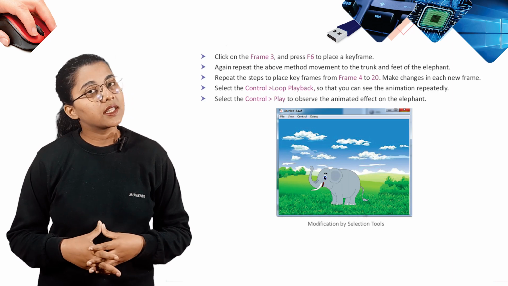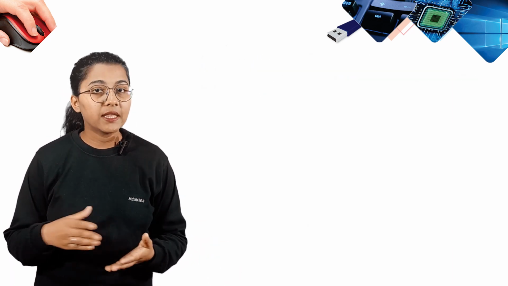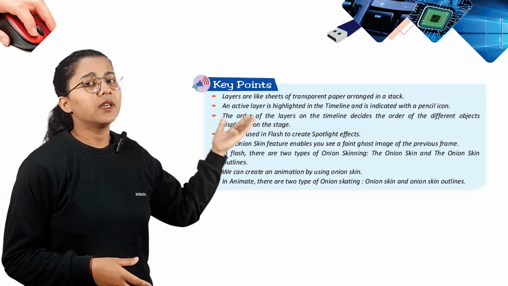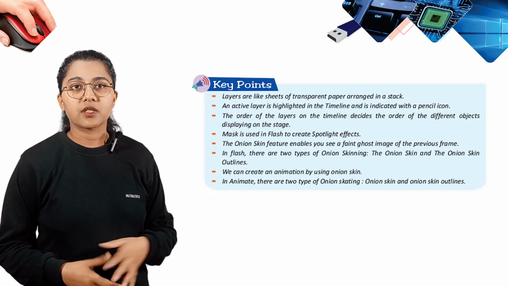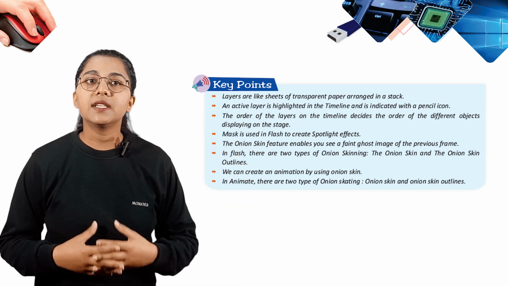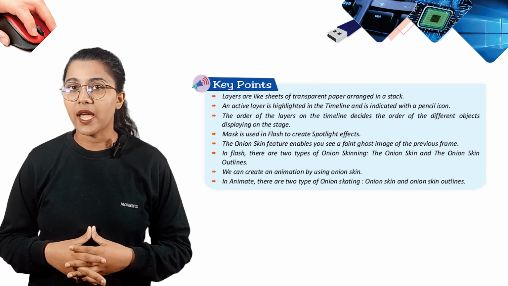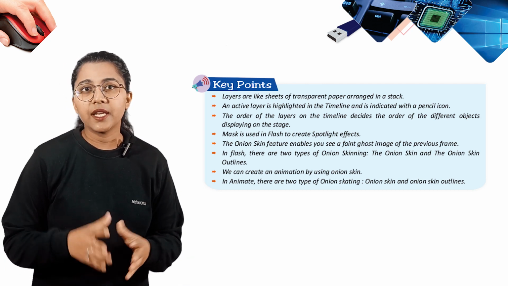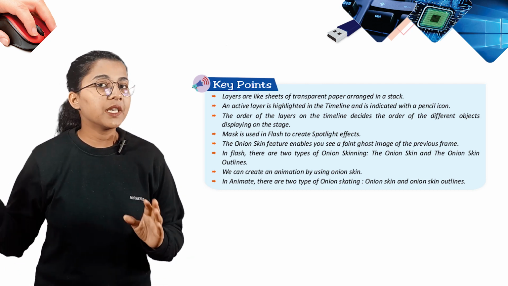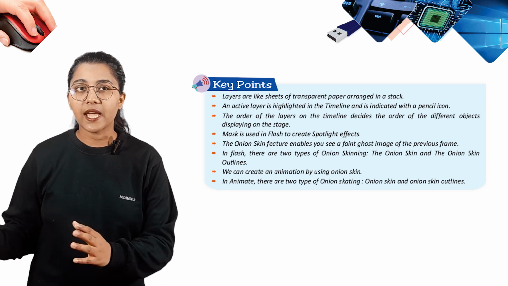So students, this is it from the layers, and I hope you have learned many things in this chapter. So what we have learned in this chapter, let's revise through some key points. So first, layers are like sheets of transparent paper arranged in a stack. Layers फ्लैश के अंदर एक ट्रांसपेरेंट पेपर शीट्स का अरेंज स्टैक है.